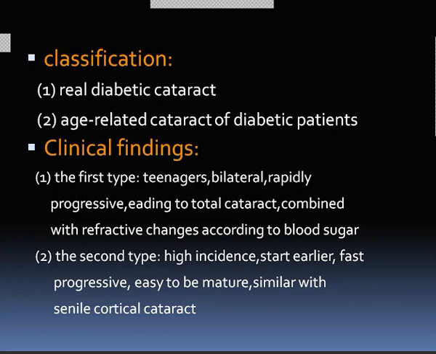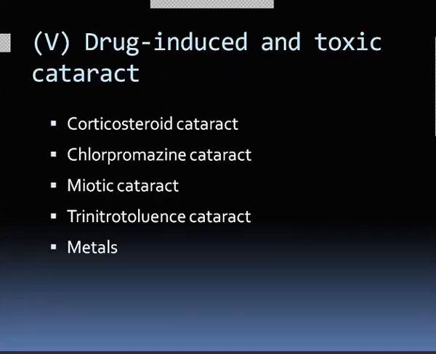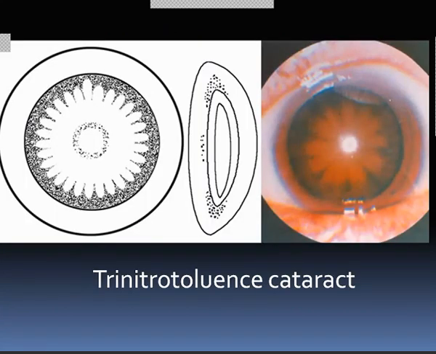Then what we have to do? We have to treat it. How? Positively treat the diabetes and control the blood sugar first, and do the surgery if permitted, and post-operative infection and bleeding should also be prevented in these cases. And the drug-induced, that is the toxic cataract, caused by corticosteroids, chlorpromazine, and miotics like pilocarpine, and metals and dinitrophenol cataract also occur.